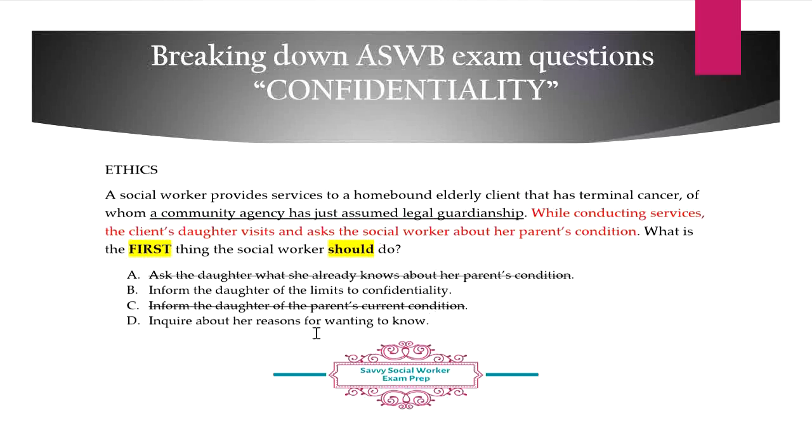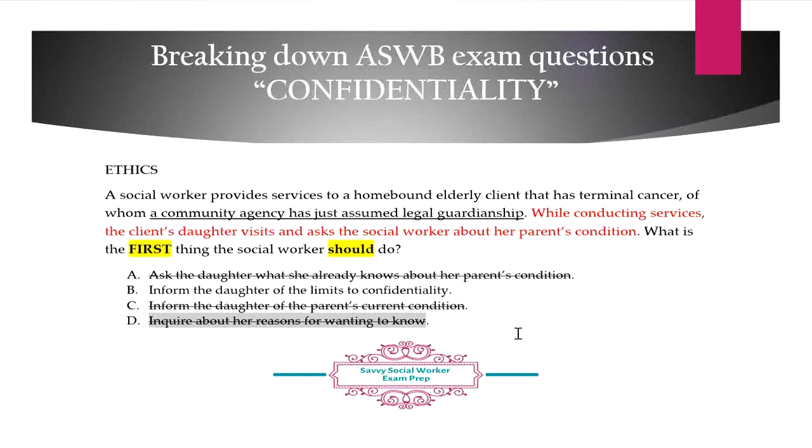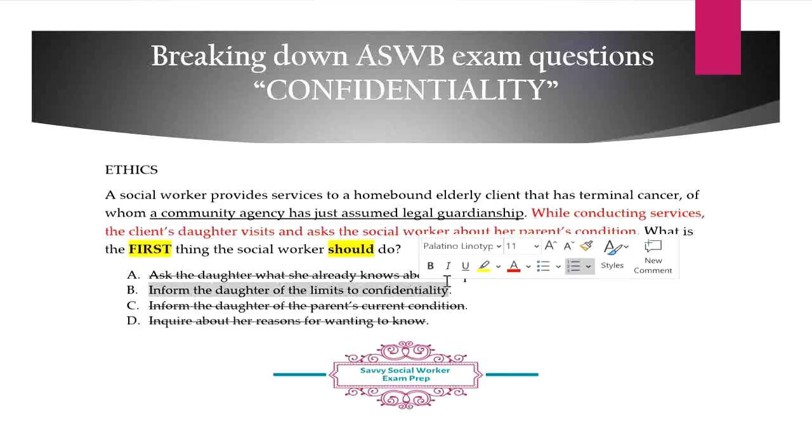Again, we're still focusing on the limits of confidentiality of the client, and by her not being the guardian or having power of attorney or any type of legal rights over this client, even though it is her parent, the social worker must inform the daughter of the limits of confidentiality. That's the first thing to do. That's the only thing to do. And that's the thing that you should do.